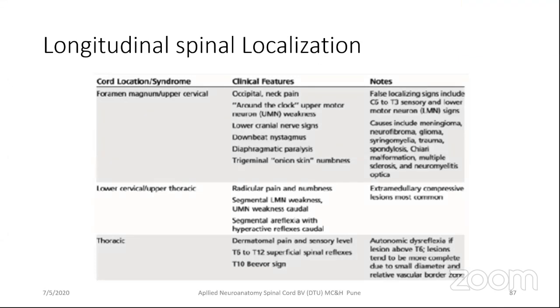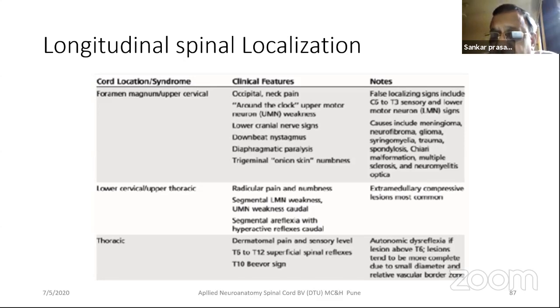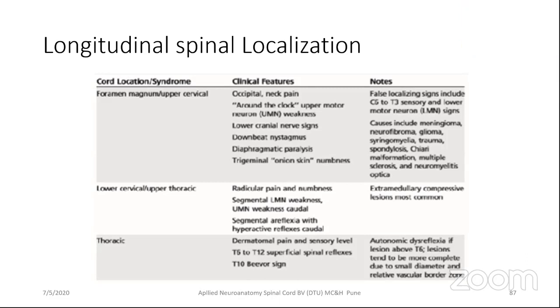One is Horner syndrome. Horner syndrome, yes. What else? Only Horner syndrome? Horner syndrome is localizing. Anything else? Downbeat nystagmus. Eye movements. Okay, good. Next. Optic atrophy in B12. Optic atrophy in B12. Very good.